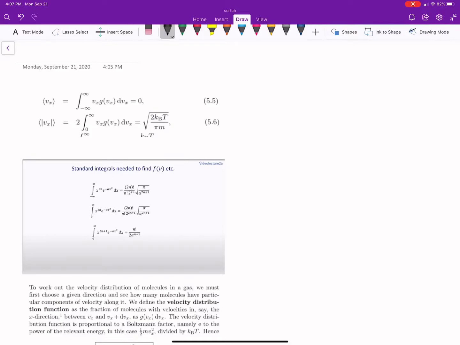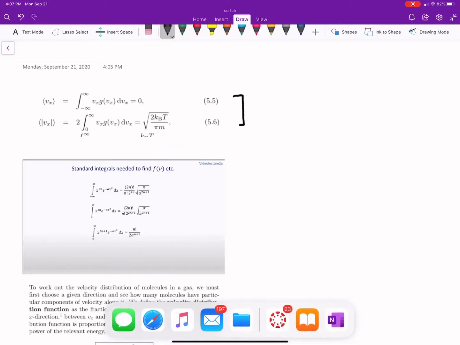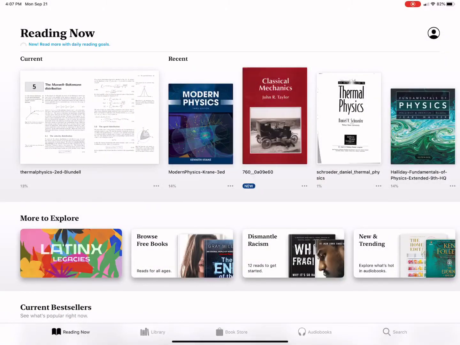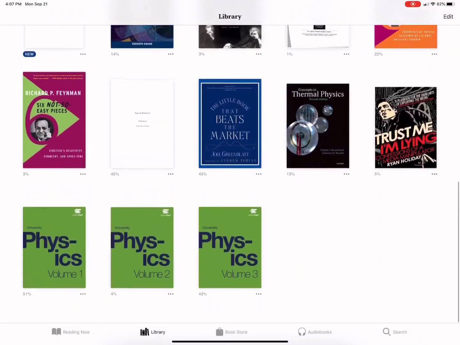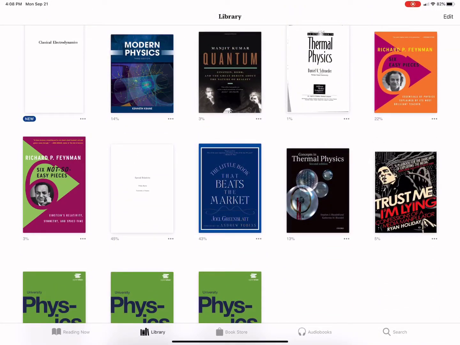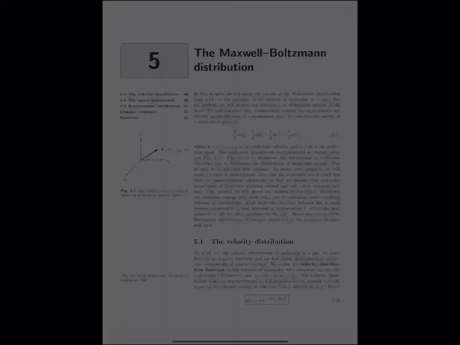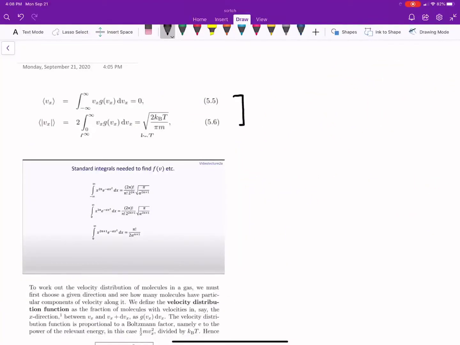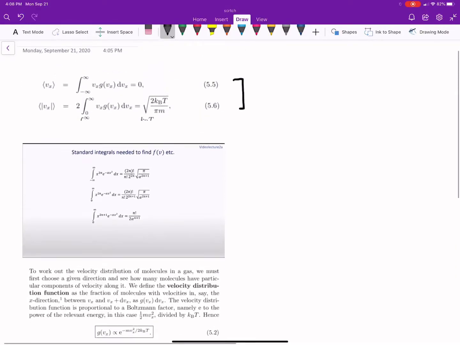Namely, I want to prove 5.5 and 5.6 in the book Thermophysics, which is this one. You can't see it. Right here, Concepts of Thermophysics, 2nd edition. So that's the book I'm working out of. If you'd like to get caught up with this, this is chapter 5.